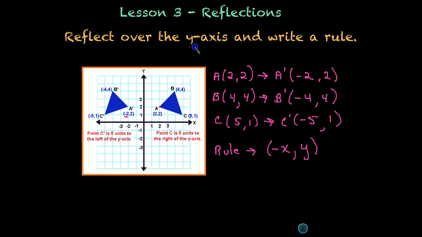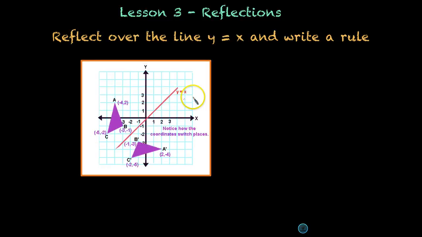So try to associate the y-axis with a -x, and try to associate the x-axis with a -y. They're somewhat opposites to help you remember, but you can also put this in your notes, and you can refer back to it. Let's look at our final reflection. How do we reflect over the line y equals x? That's a little bit more tricky.